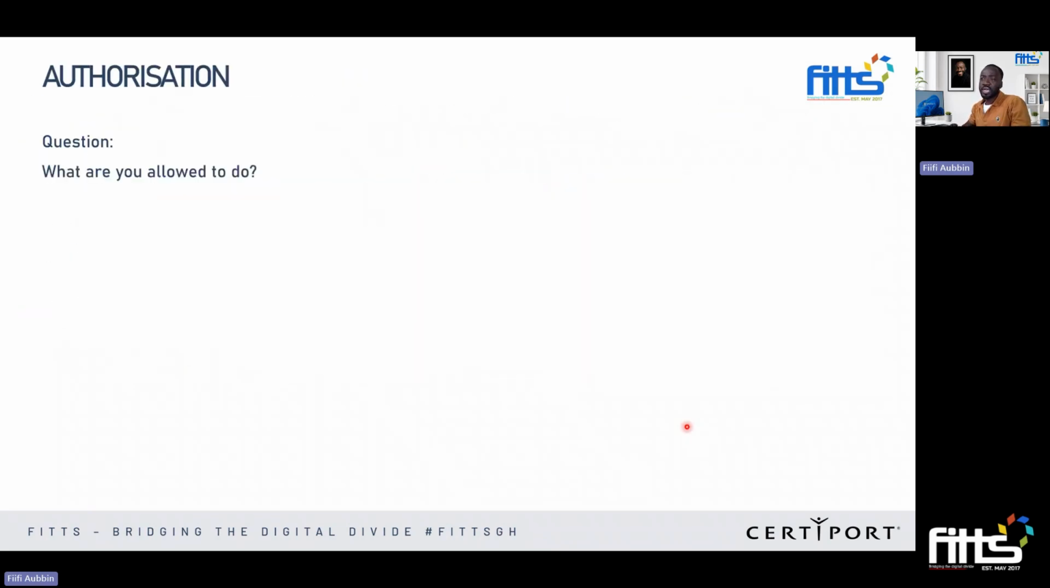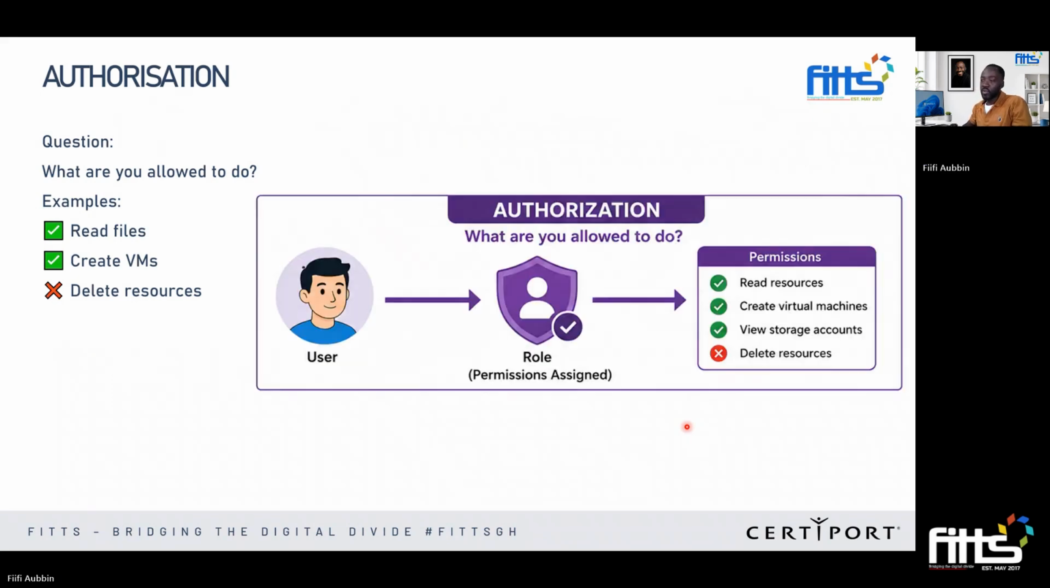The authorization looks at what you are allowed to do. So are you allowed to read files, create VMs, or delete resources? Based on what you are allowed, you can go ahead and use those permissions. So that is authorization. Are you authorized to do this? Are you authorized not to do that? So that is the role or permissions assigned. So the user, what am I allowed to do? I'm allowed to read a resource, I'm allowed to create virtual machines, and I'm also allowed to use storage accounts, but I don't have the authorization to delete a resource, and that will be for the super admin. Okay.